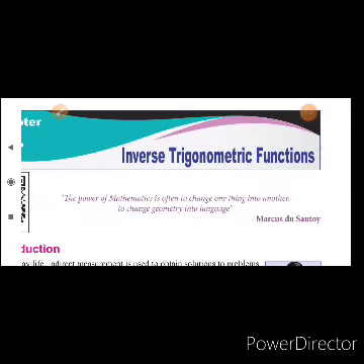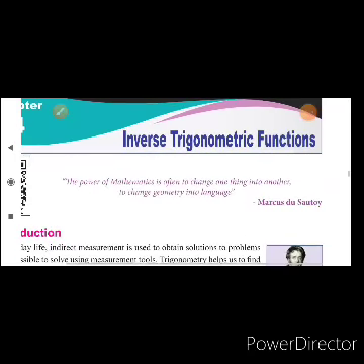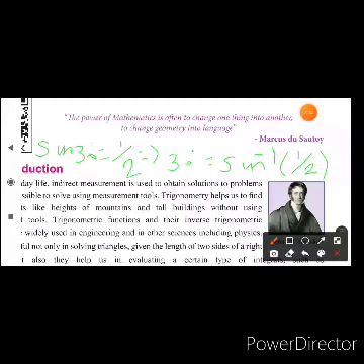Okay, what is inverse? Sin theta is equal to x means theta is equal to sin inverse x. This is the difference between sin theta and sin inverse. For example, sin 30 degree is equal to 1 by 2, which implies 30 degree is equal to sin inverse of 1 by 2.